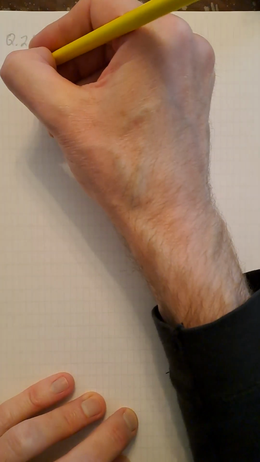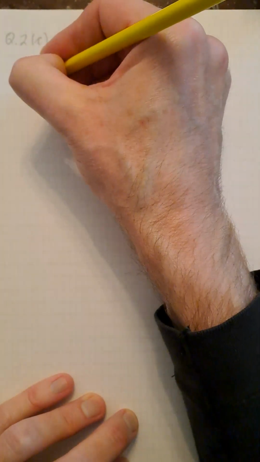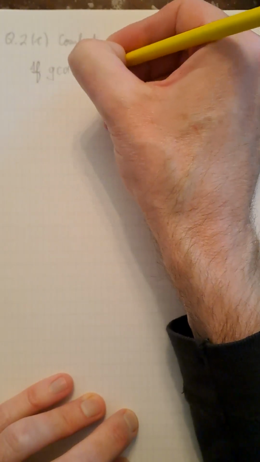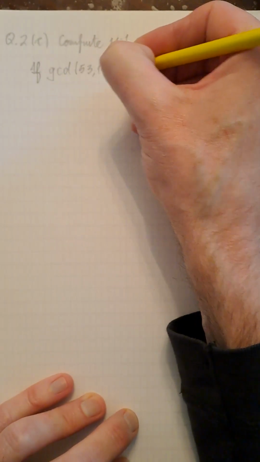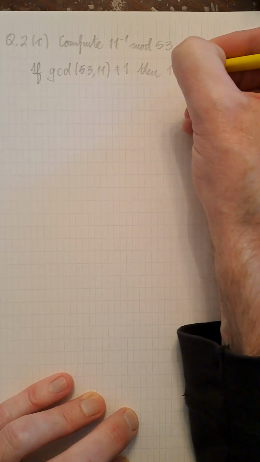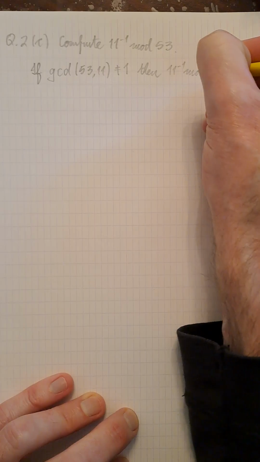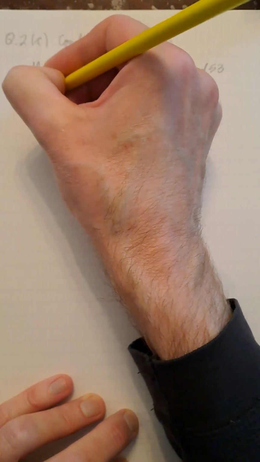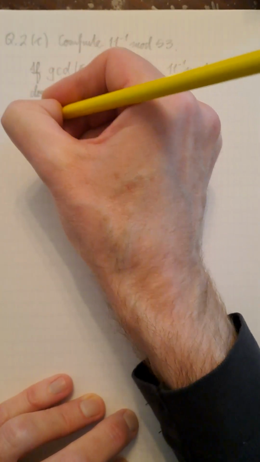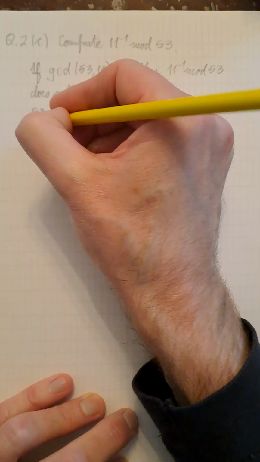Question 2c. Compute the inverse of 11 mod 53. If the greatest common divisor of 53 and 11 is not equal to 1, then the inverse of 11 mod 53 does not exist. So we must begin by computing the greatest common divisor of 53 and 11.